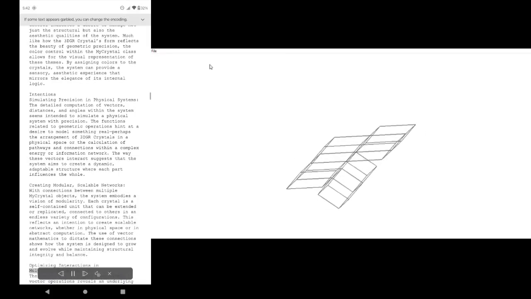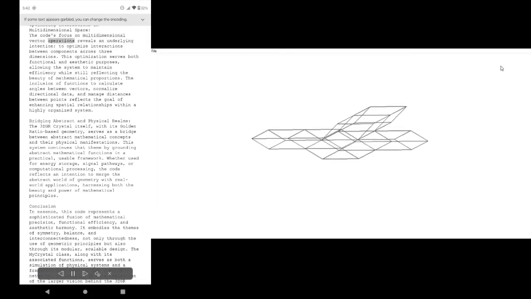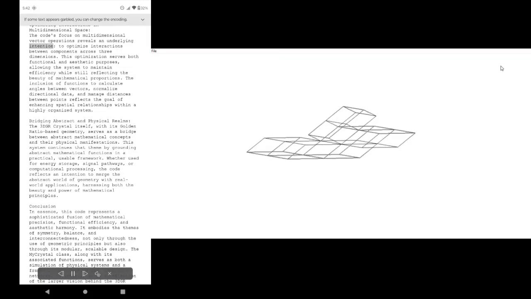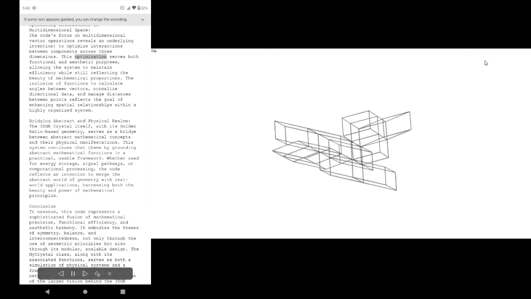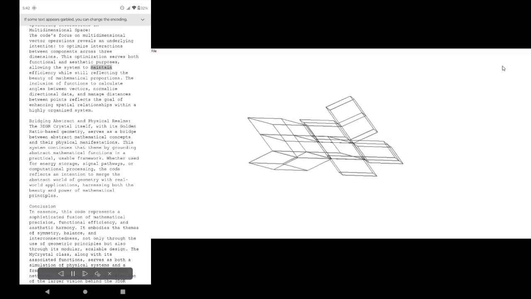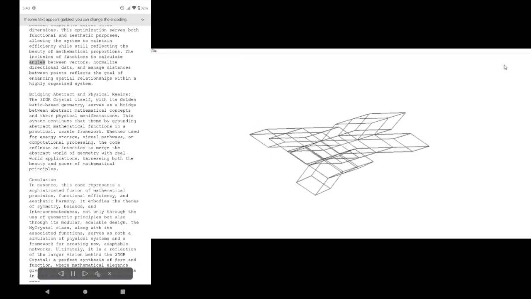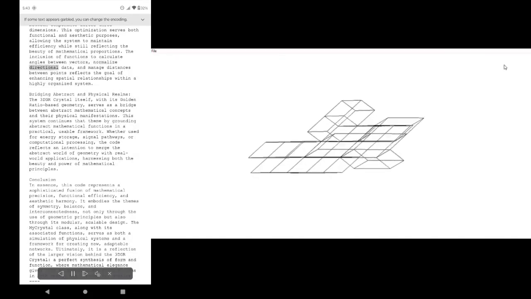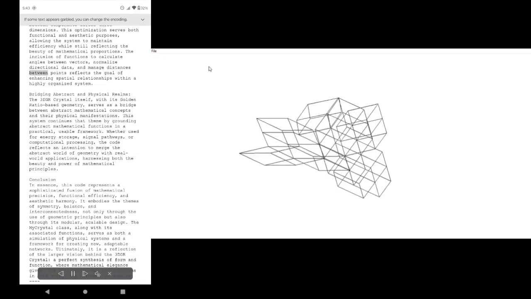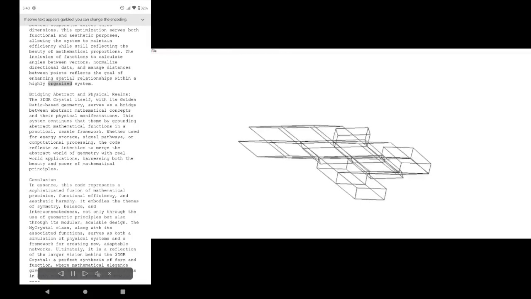Optimizing interactions in multidimensional space. The code's focus on multidimensional vector operations reveals an underlying intention to optimize interactions between components across 3 dimensions. This optimization serves both functional and aesthetic purposes, allowing the system to maintain efficiency while still reflecting the beauty of mathematical proportions. The inclusion of functions to calculate angles between vectors, normalize directional data, and manage distances between points reflects the goal of enhancing spatial relationships within a highly organized system.